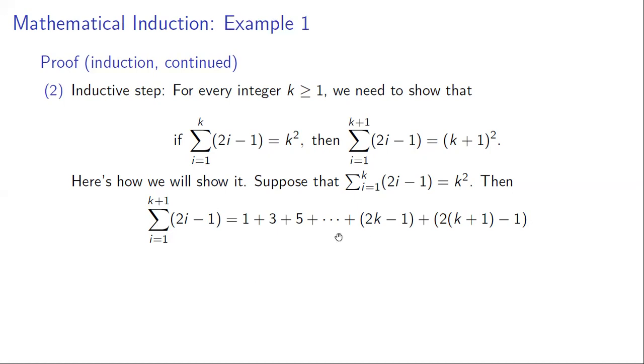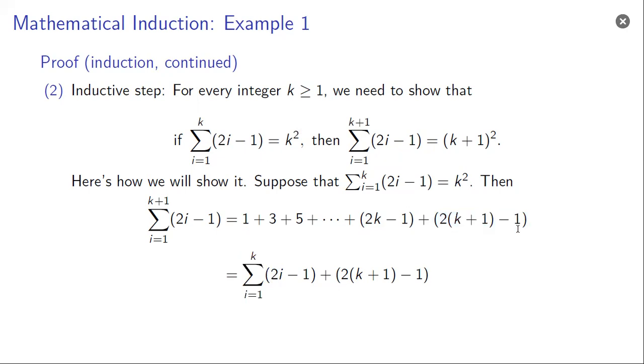But now notice something here. Notice that this part, 1 plus 3 plus 5 plus dot dot dot plus 2k minus 1, is actually equal to this sum. Think about it. Okay, so let's rewrite this. This is equal to the sum from i equals 1 through k of 2i minus 1, and then, of course, plus this 2 times k plus 1 minus 1 from before.